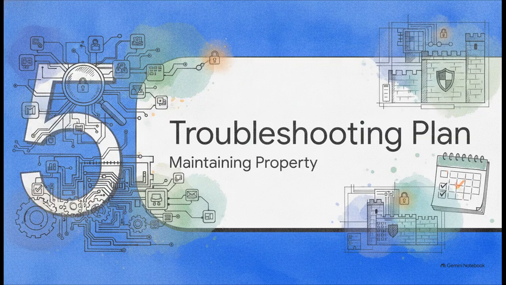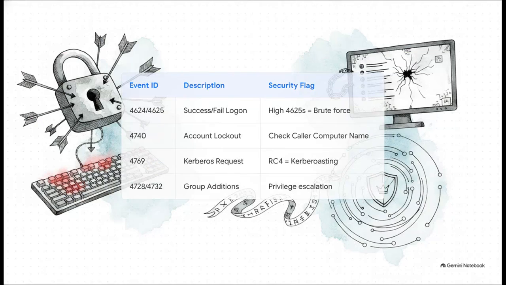Finally, Section 5, Troubleshooting and your first month. Maintaining the property. When issues inevitably pop up, advanced audit logging gives you exactly the visibility you need. Chapter 6 highlights some critical event IDs you really need to watch out for. For example, keep a close eye on repeated 4625s, which usually indicate brute force attacks.